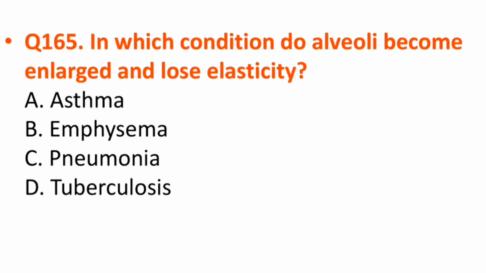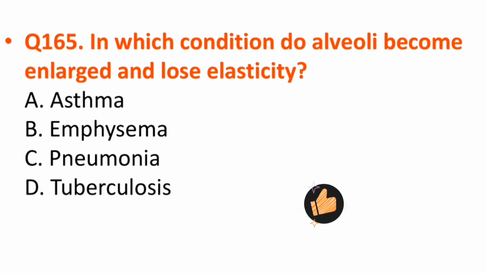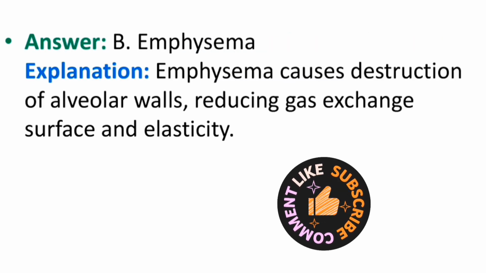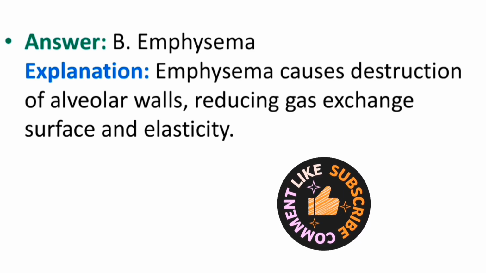The next question. In which condition do alveoli become enlarged and lose elasticity? Option A, asthma. Option B, emphysema. Option C, pneumonia. Option D, tuberculosis. The correct answer is option B, emphysema. Emphysema causes destruction of alveolar walls, reducing gas exchange surface and elasticity.